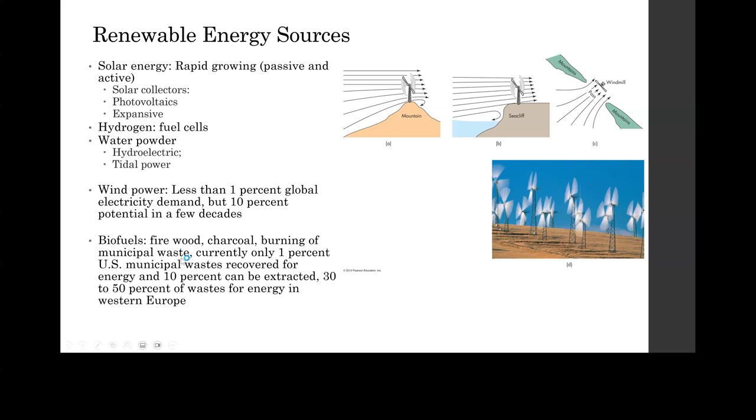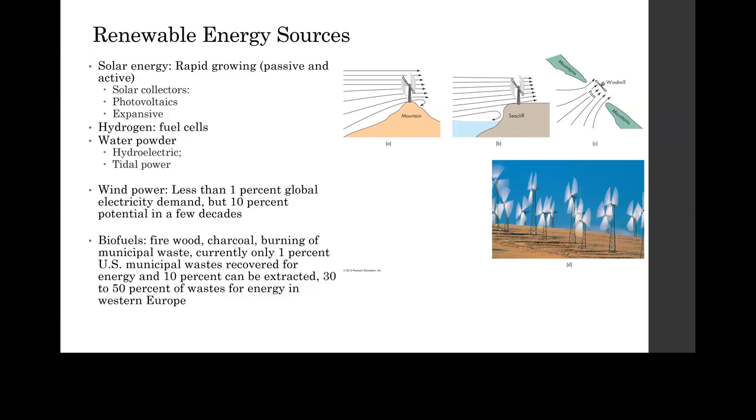Next one is biofuels. Biofuels are like firewood. Biofuel is the new name for the oldest fuel used by humans. Like our old ancestors, they burned wood to get warm and cook food. So those are biofuels: firewood, charcoal, burning of municipal waste. Only 1% of U.S. municipal waste is recovered for energy, 10% can be extracted, and 30 to 50% of waste is used for energy in Western Europe. Western North American forest was cleared for agriculture, and they burned through the forest.